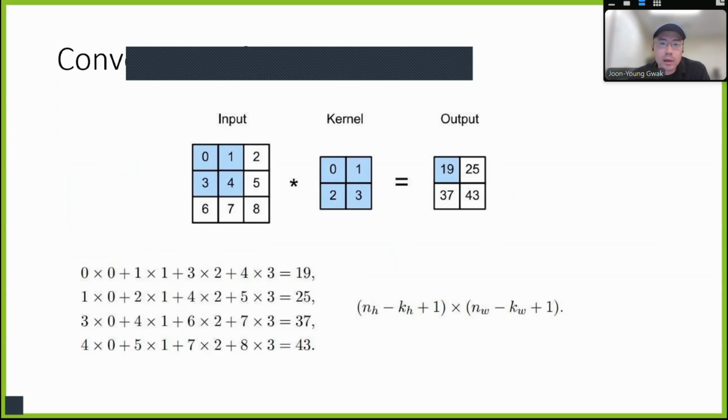As you can see, the input matrix was a 3 by 3 matrix, but after going through the 2 by 2 matrix of kernel, the output matrix reduces to 2 by 2, where the formula that computes the output matrix's dimension is shown here, maybe I could have a red laser.